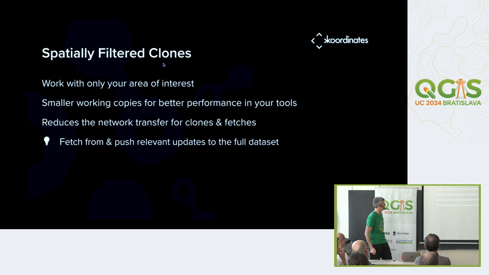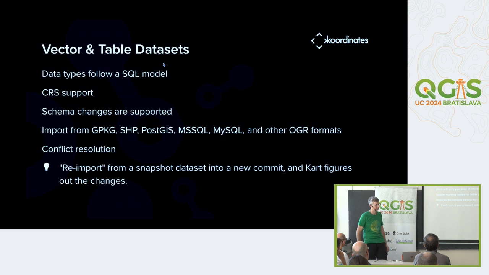One of the things, it's on the next slide, is it makes it faster for working locally. It reduces how much you're transferring over the network. And if you're editing this data, you can also make changes and they will be reflected in the full data set. So you haven't split off from the full data set. You're just working with a little subset of it.